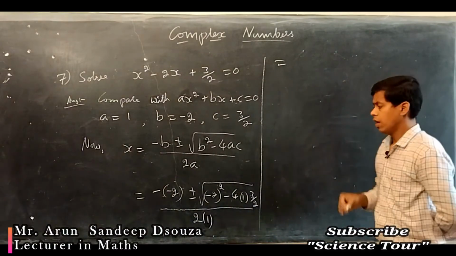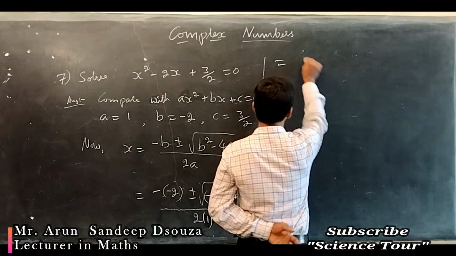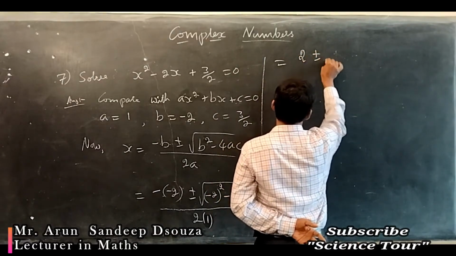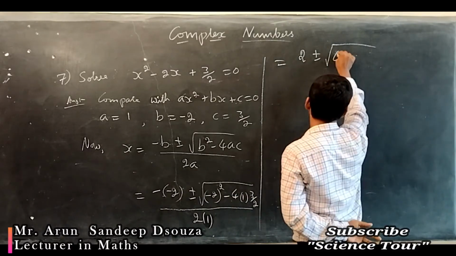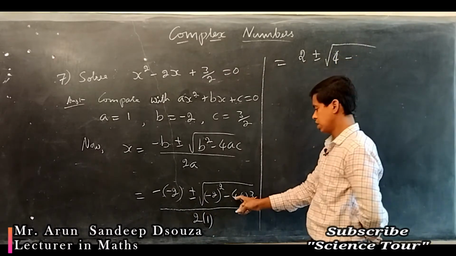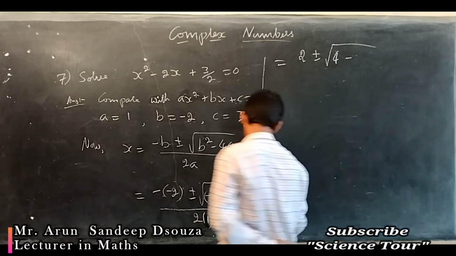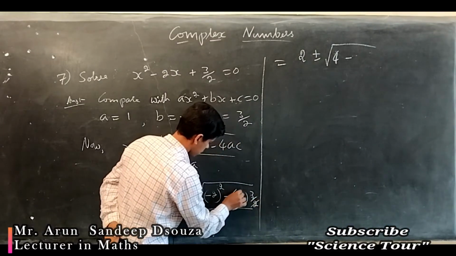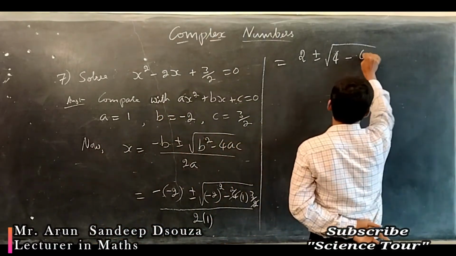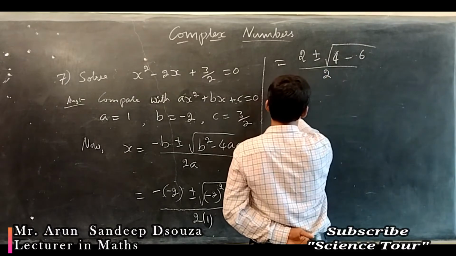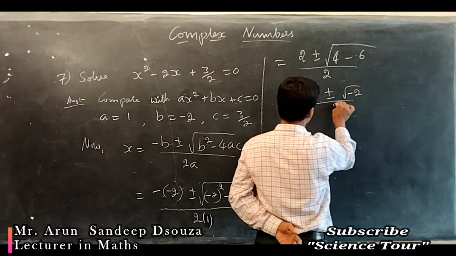Okay, well, now minus of minus, so that is plus 2 plus or minus square root of minus 2 square, which is 4, minus here 2 ones are 2, and these 2s are, so 2 into 3 is 6, divided by 2. So this is an easy question. So square root of minus 2 divided by 2.